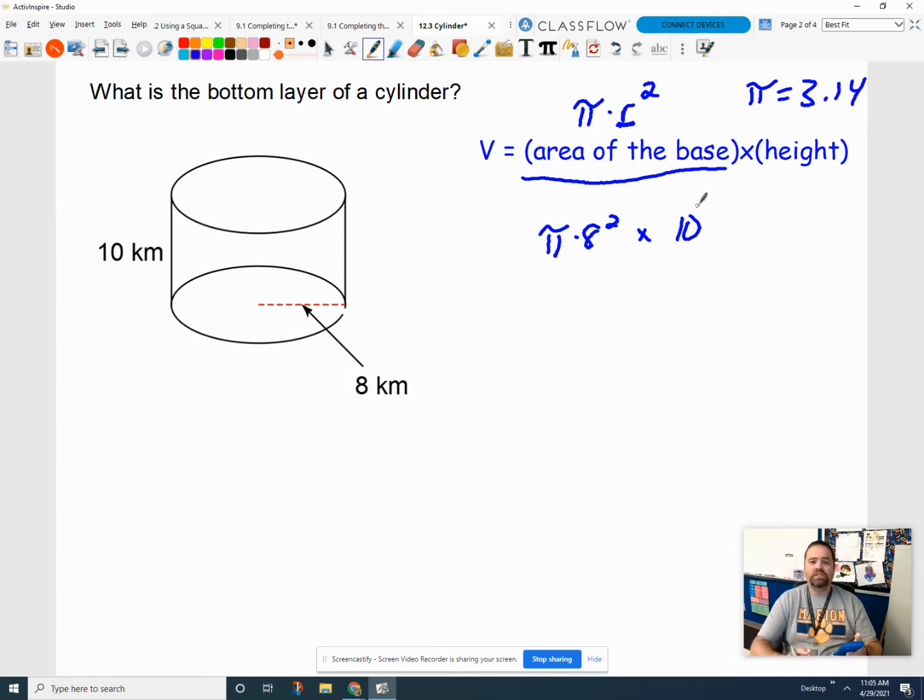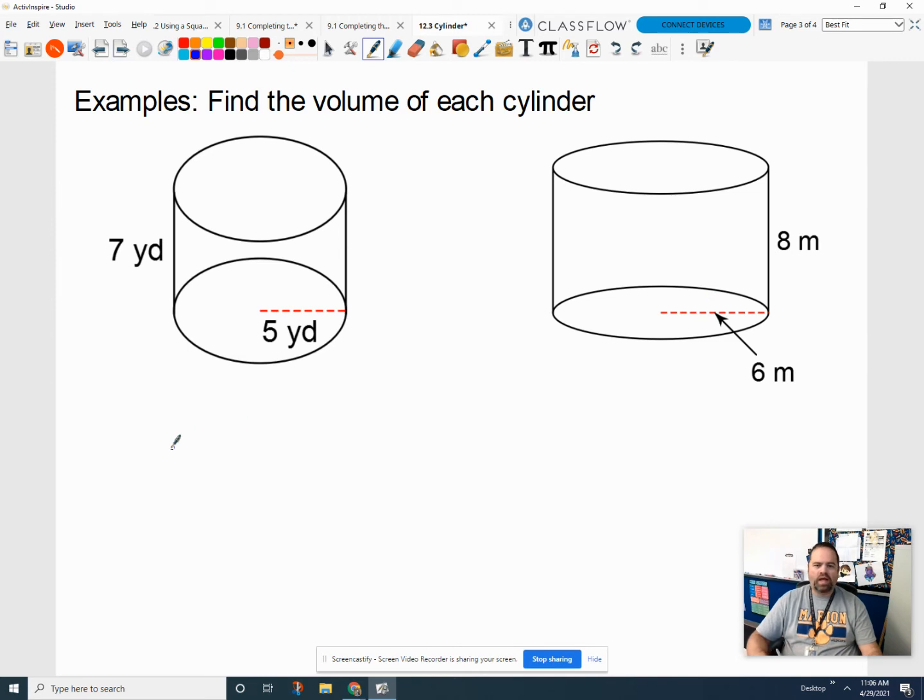The only big difference is if you've got the radius versus the diameter, you're going to have to make some adjustments on your end. So 3.14 times 8 squared times 10 is 2009.6 cubic kilometers. That's a gigantic cylinder, kilometers. But it doesn't really matter what the units are, they don't really play an important part until the end anyway. All right, so like I said, there's not a whole lot going on here.